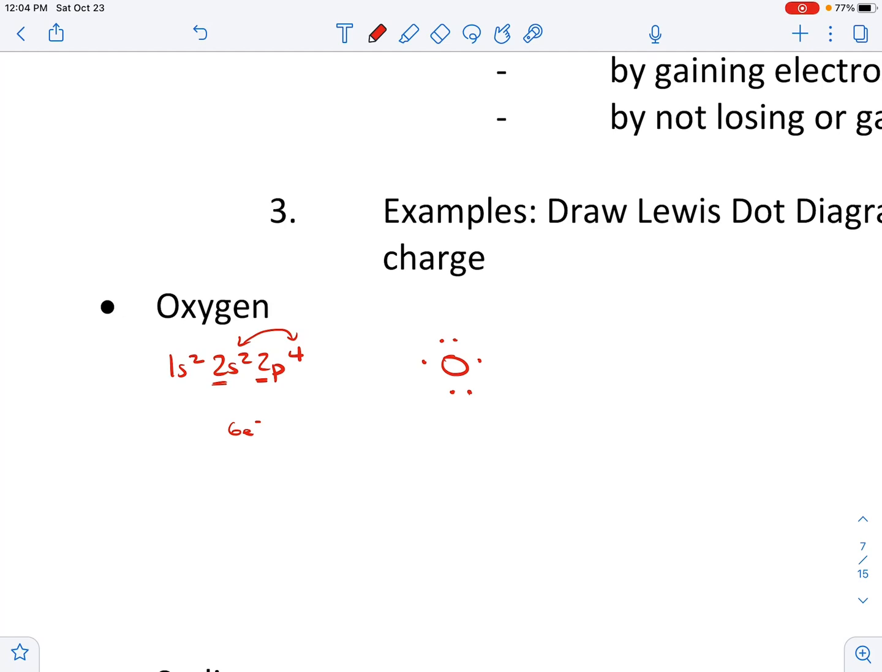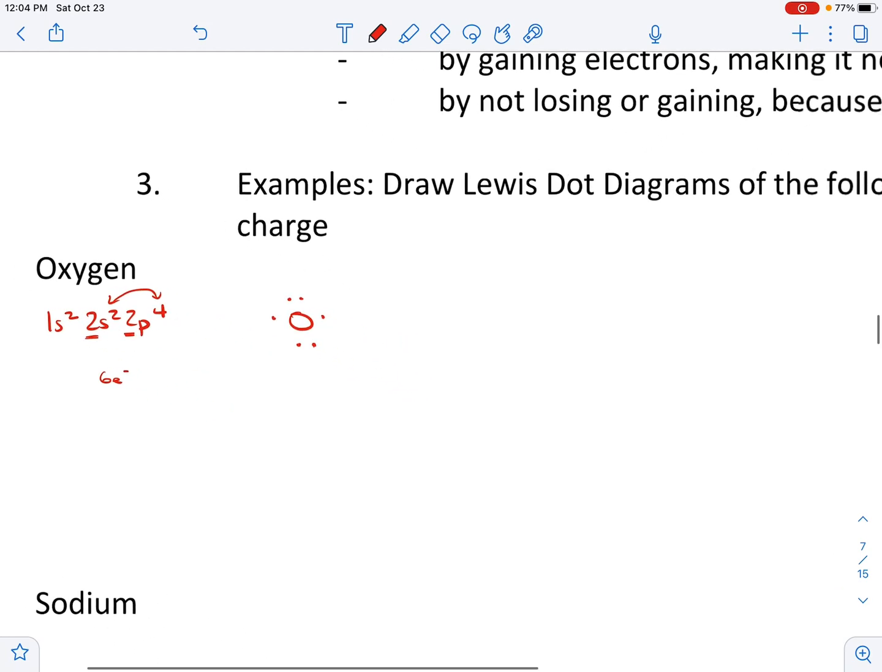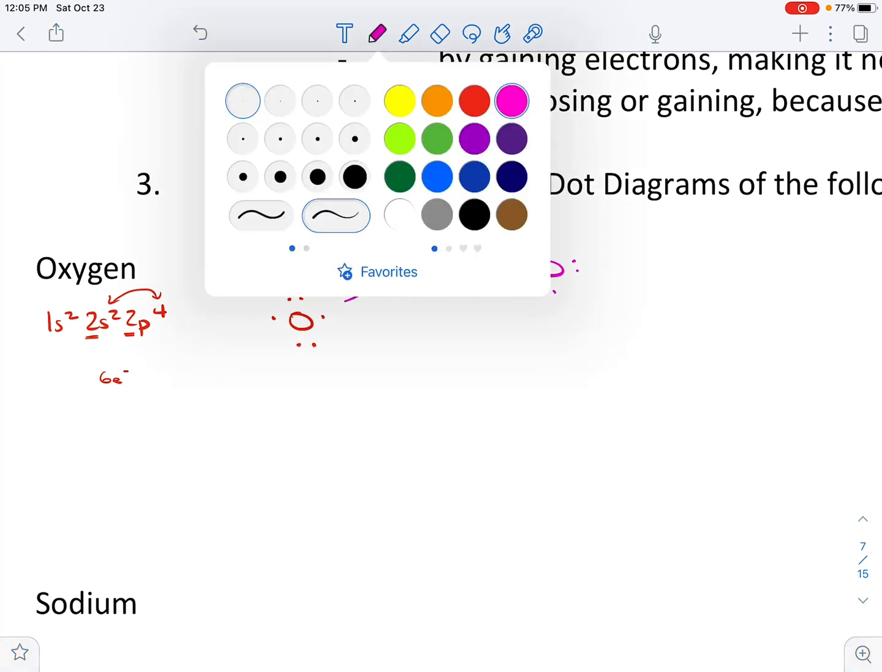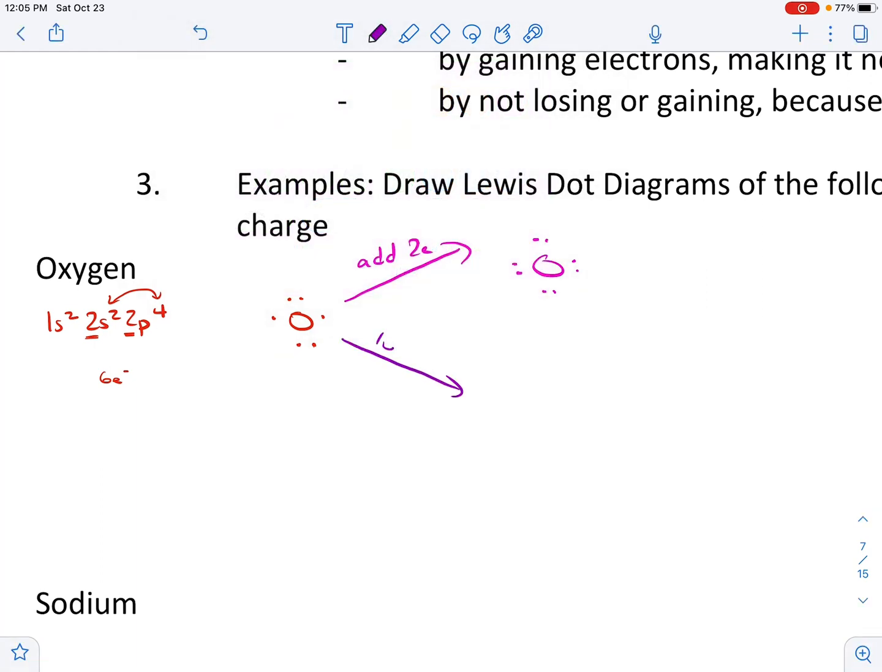Now let's talk about charge. Oxygen has 2 choices, right? It could add 2 electrons and become like this, and then it would be a full valence shell. Or it could lose 6 electrons, and it would become like this. Which do you think is easier for it to do? To lose 6 or just gain 2? You're right. It gains 2.